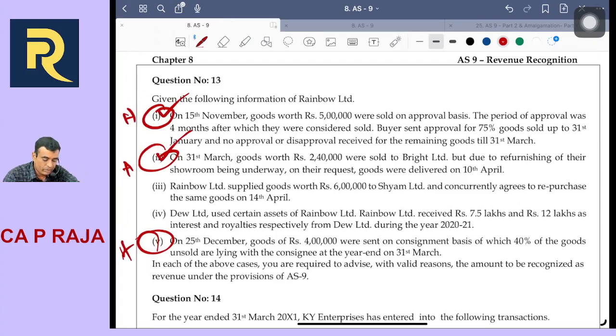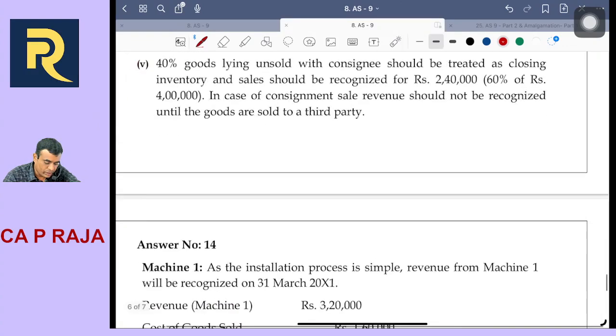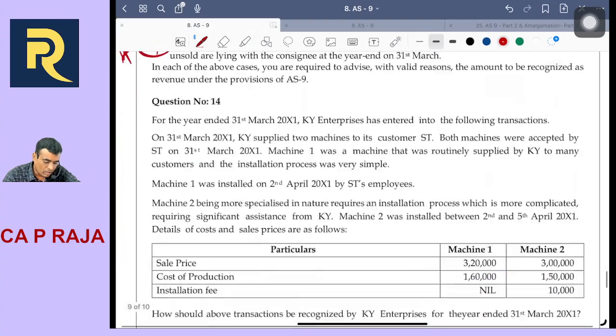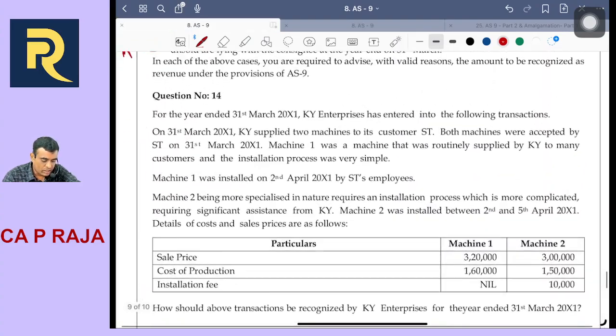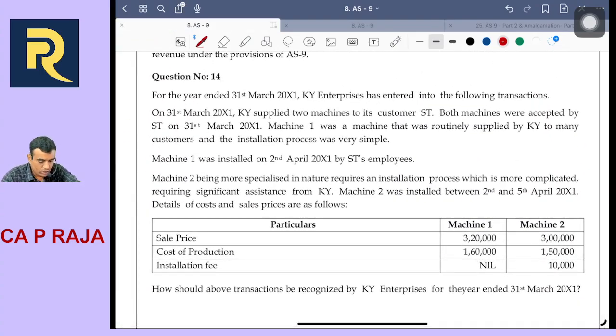I hope everyone would have completed. Now, over to the last question under this AS 9. This will be the last question. Just listen.